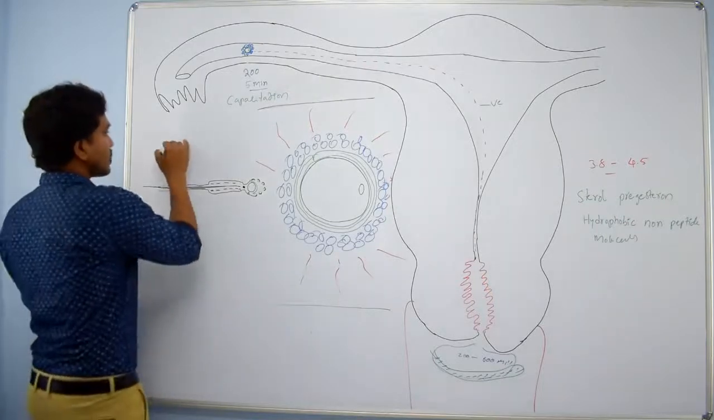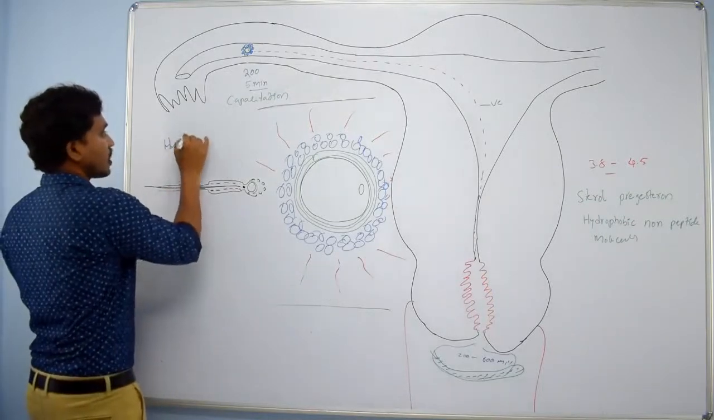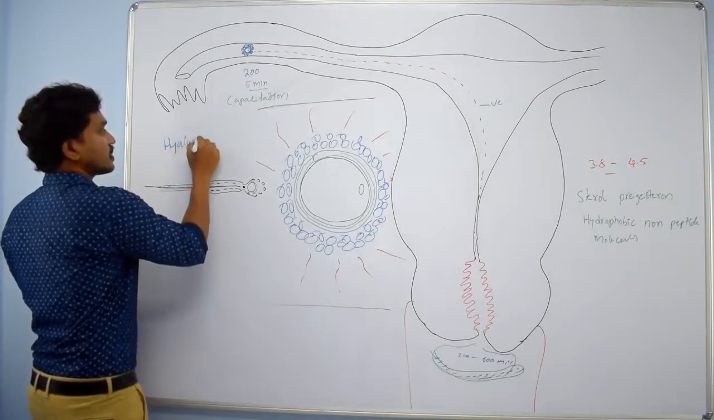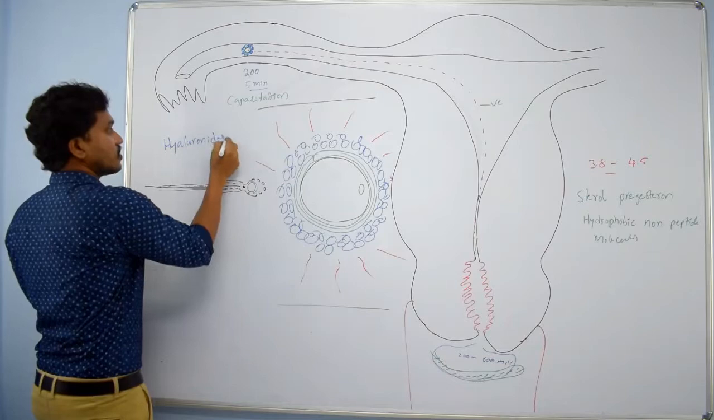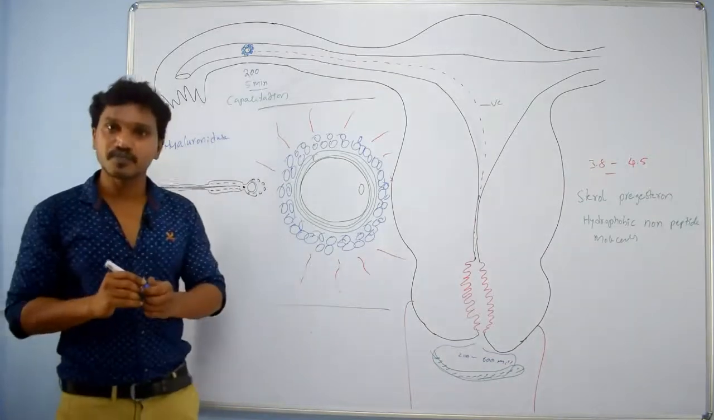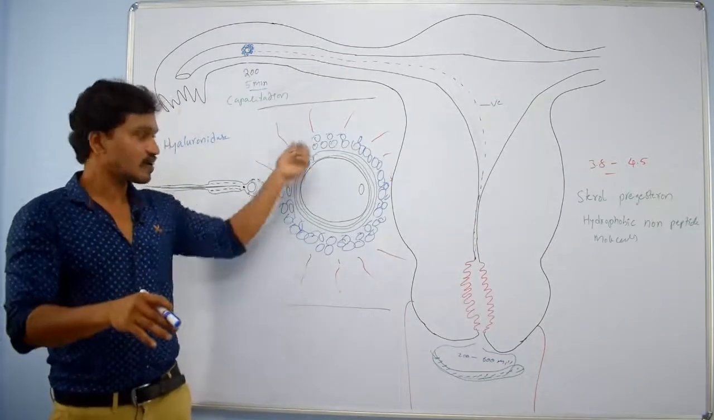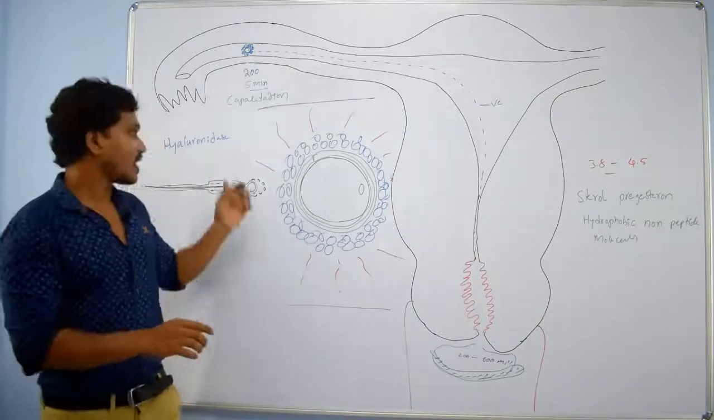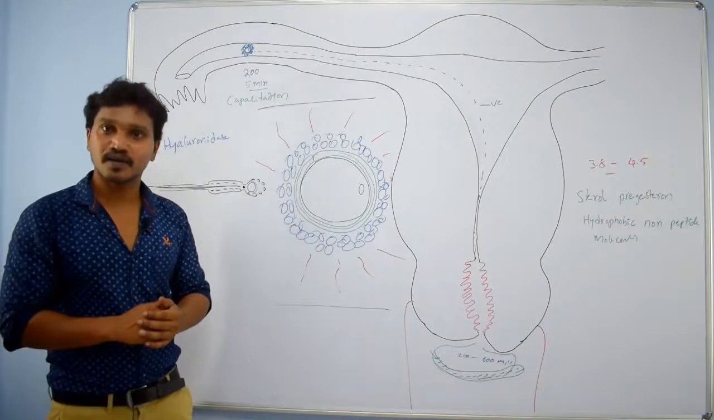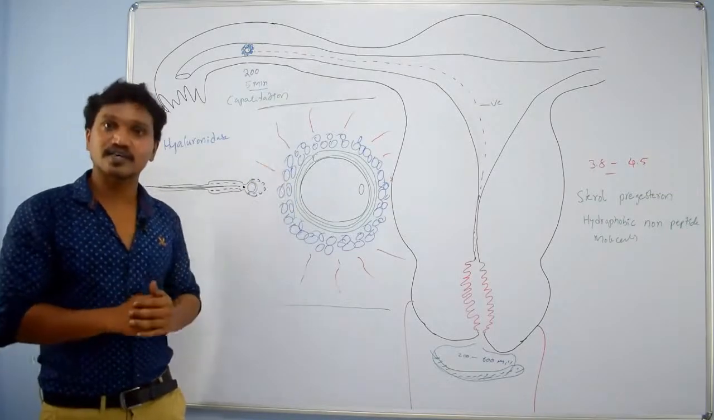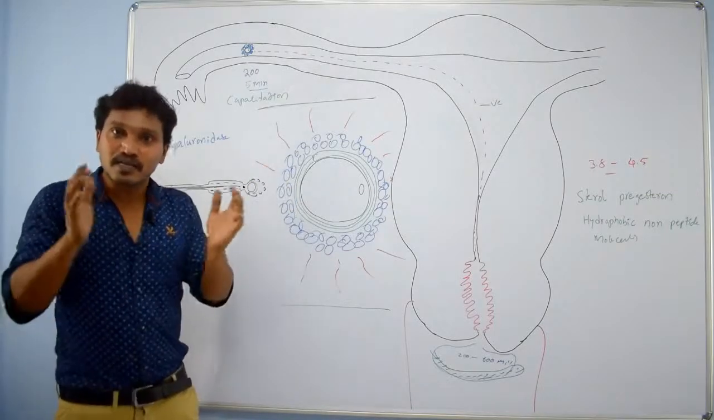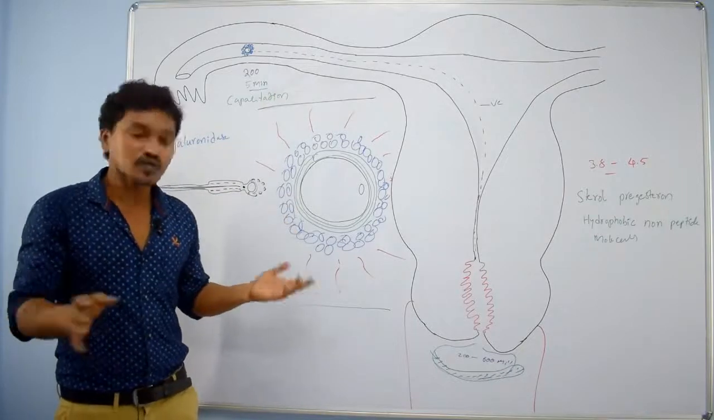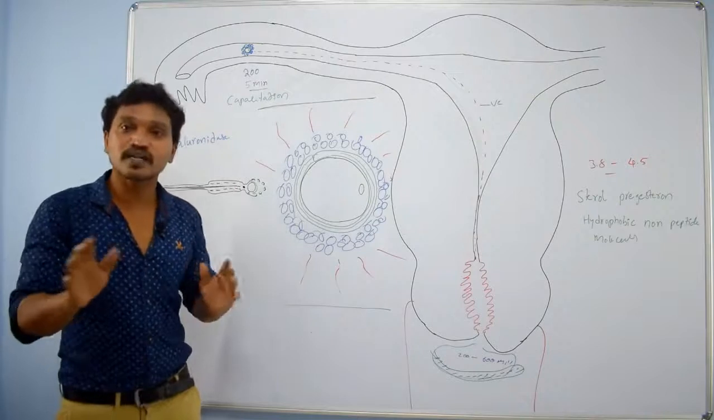What is it? Hyaluronidase. What is the function of it? It is antagonist to the hyaluronic acid. That means it will digest the hyaluronic acid. Clear? When it digests the hyaluronic acid, what will happen? Bonding between these cells will be removed, so that these cells are loosely arranged.